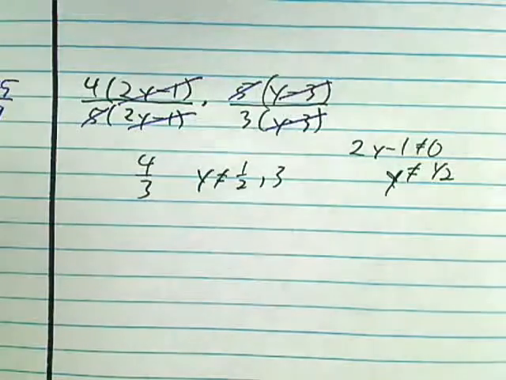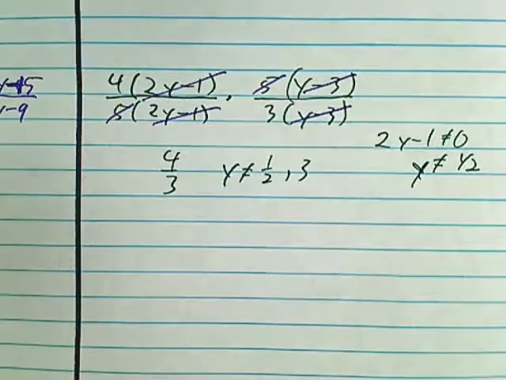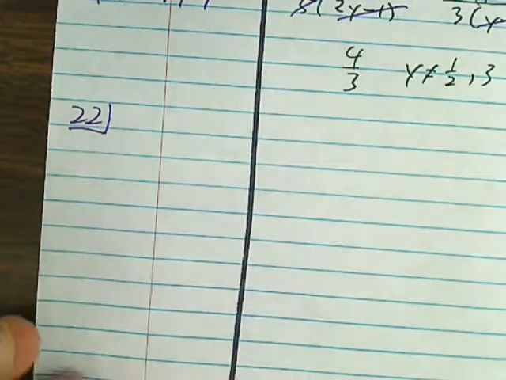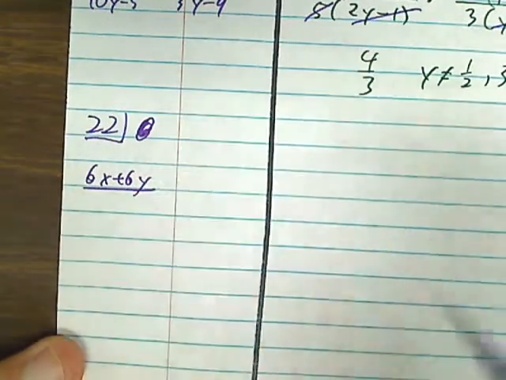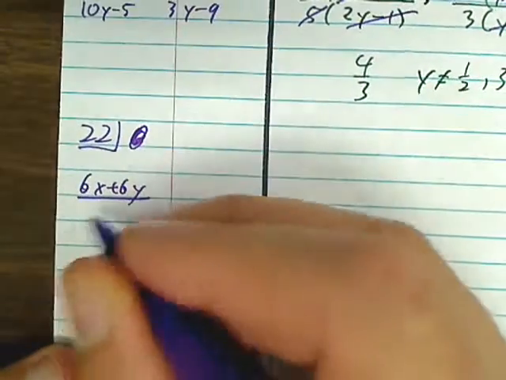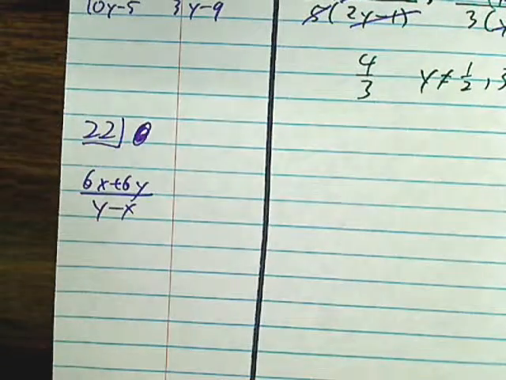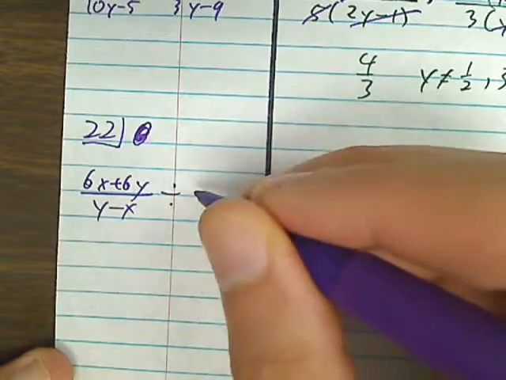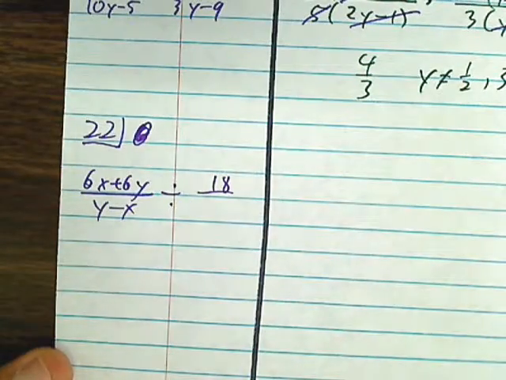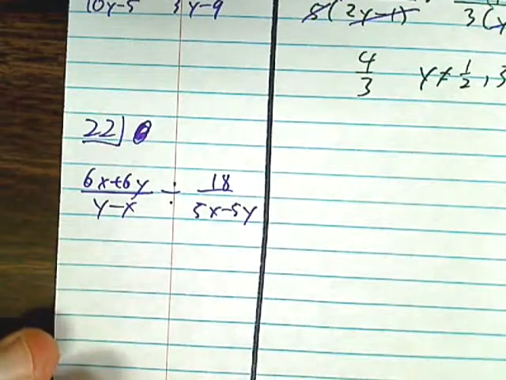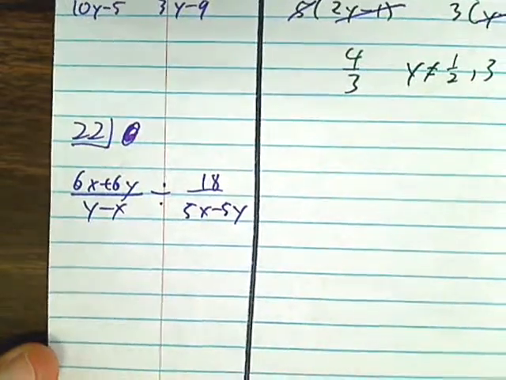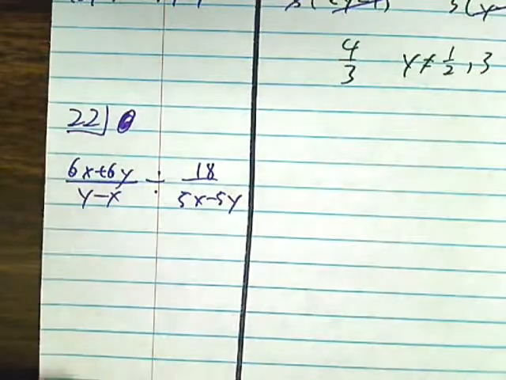We're going to look at one more problem, number 22. 6x plus 6y over y minus x divided by 18 over 5x minus 5y. Okay, go ahead and try that. Start by copying, changing, flipping, and reducing.